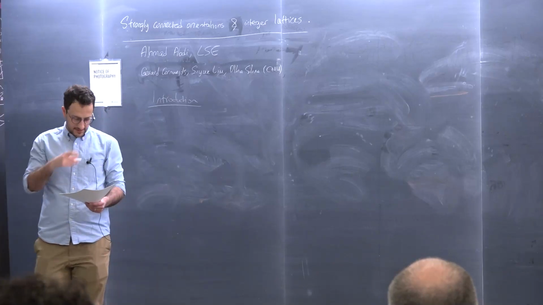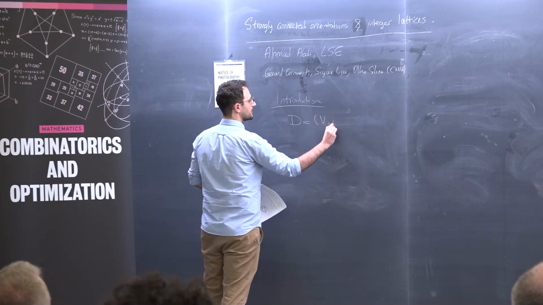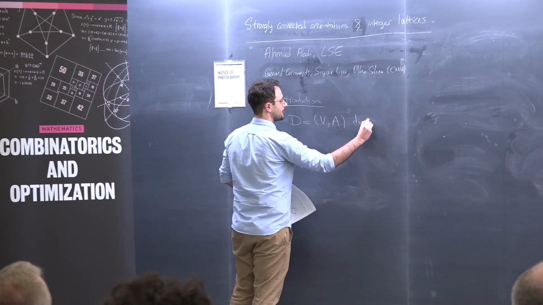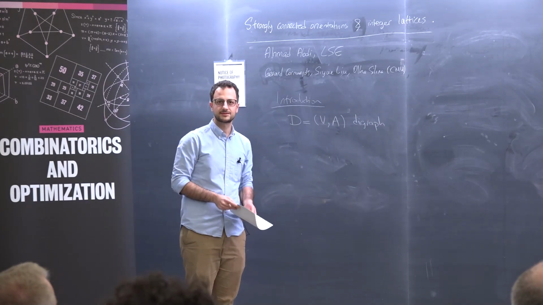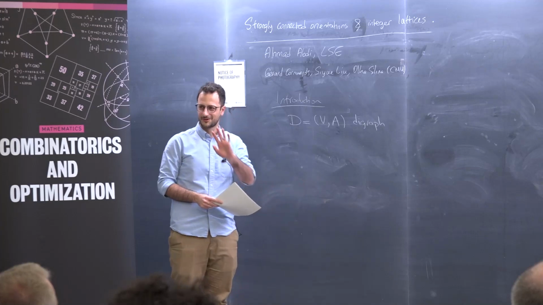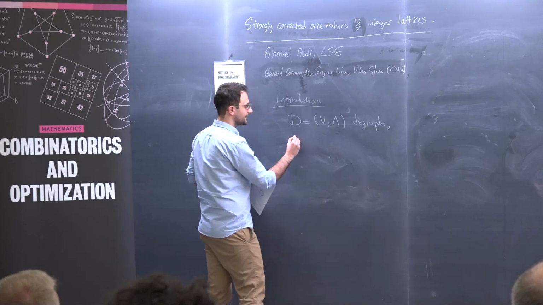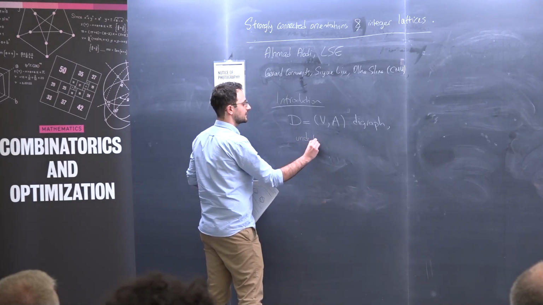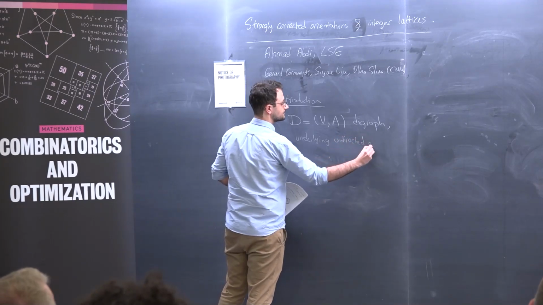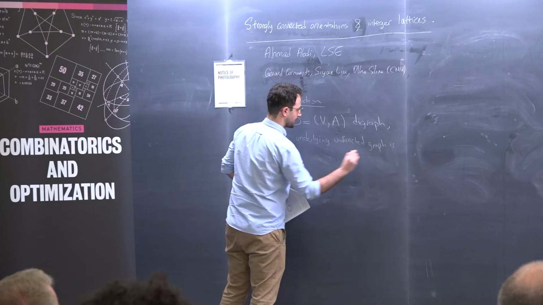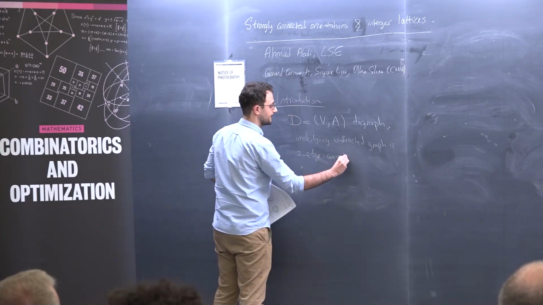So to get started, I'll give you the premise. So we have a digraph D on vertex set V and arc set A. Hopefully, I don't need to define what that is. I'll assume that the underlying undirected graph is 2-edge connected. So I'll assume this throughout the talk.